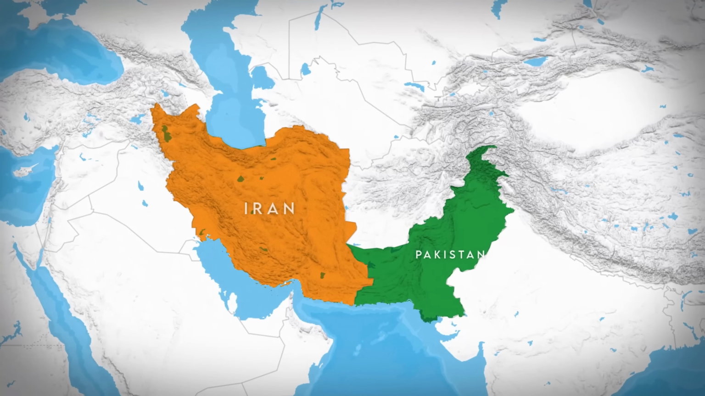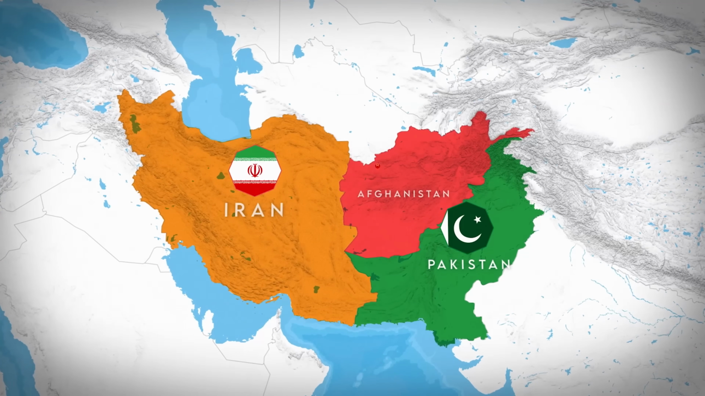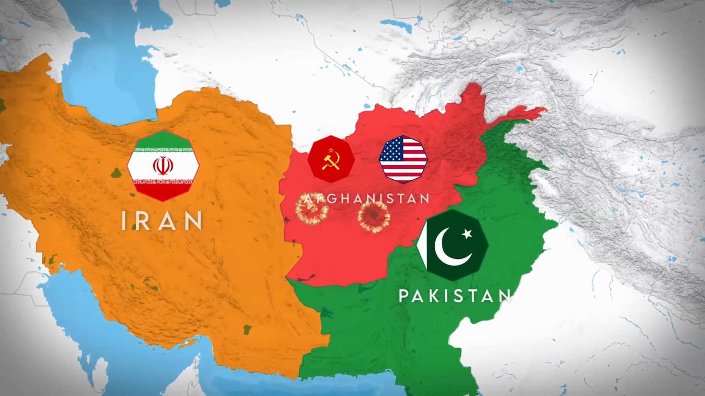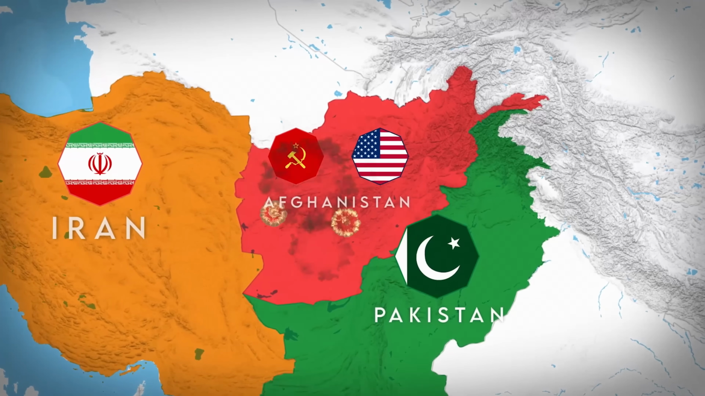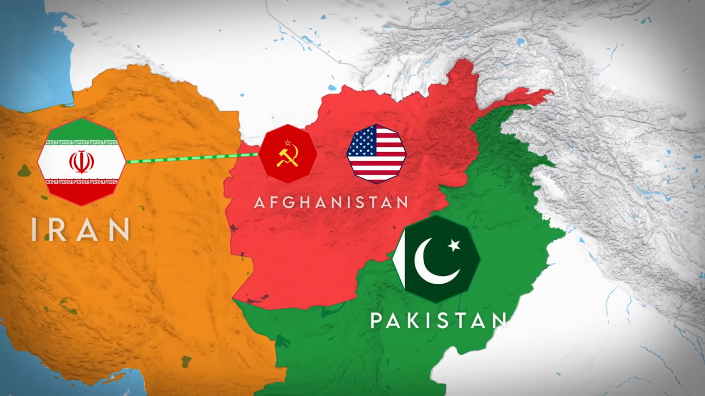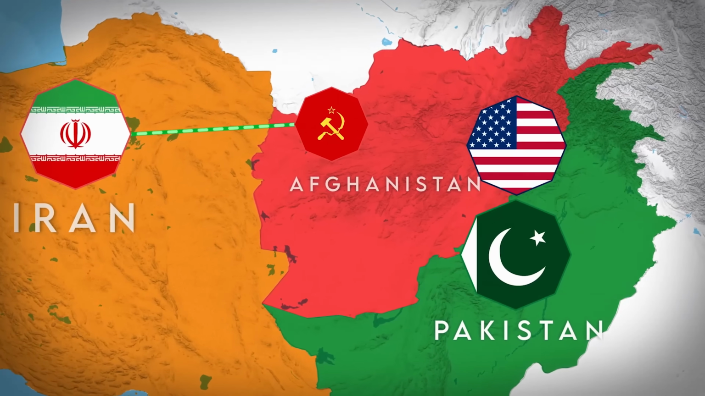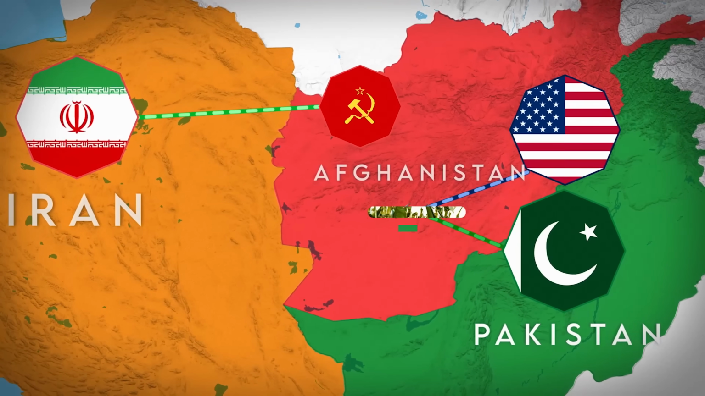Now, if you look at this map, Iran, Afghanistan and Pakistan are very close to each other. So when the Soviets and Americans started fighting the war in Afghanistan, the war became a critical point for Iran and Pakistan. While Iran was backing the Soviet Union, Pakistan and the United States were incubating a militant group which we all know today as Taliban.